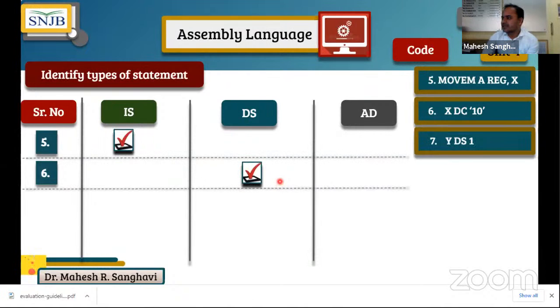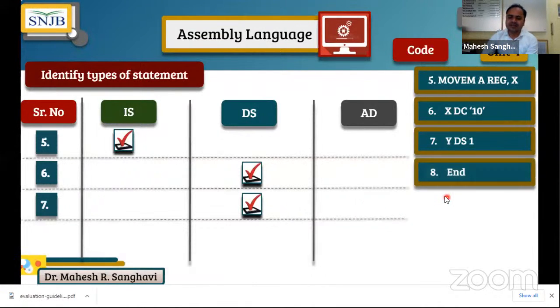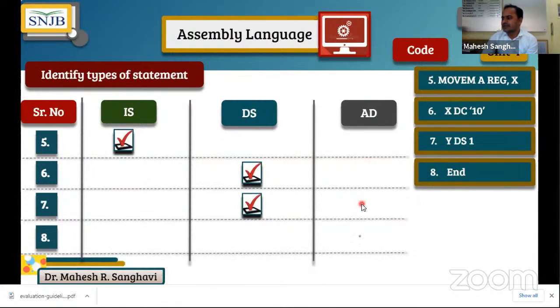Now the seventh one, ds, declare storage. So y will have storage like 1. So 1 byte of space will be given to whom? Y. So ds stands for declare storage. So this is again a declarative statement. So the seventh statement will again be in the category of declarative statement. The last one, that is end, comes again under assembler directive statement. It is directing the assembler that now we have to end your task.